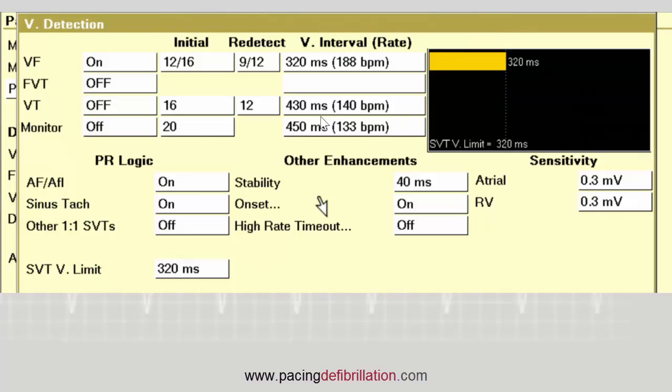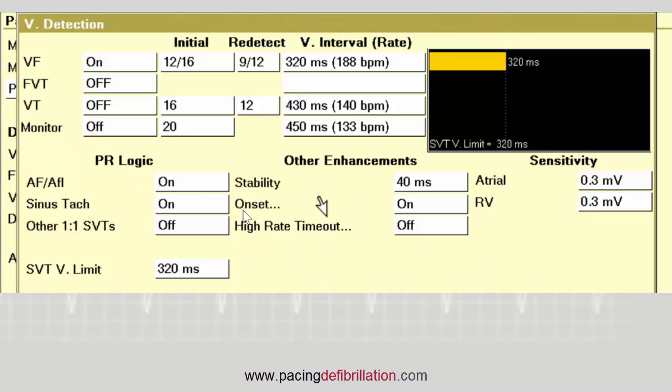Now, if you look at the programming, you can see that both the PR logic and the other enhancements, stability and onset, are programmed on. And if you look at the episode with the PR logic, the diagnosis of VT would have been obvious with this dissociation and a ventricular rate faster than the atrial rate.